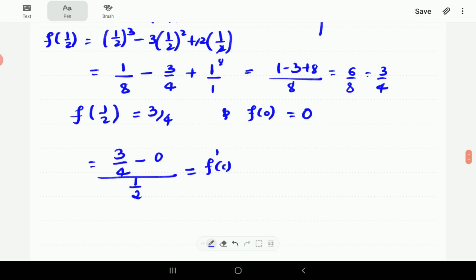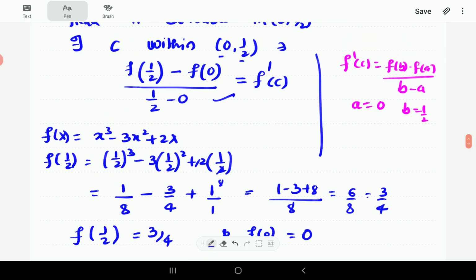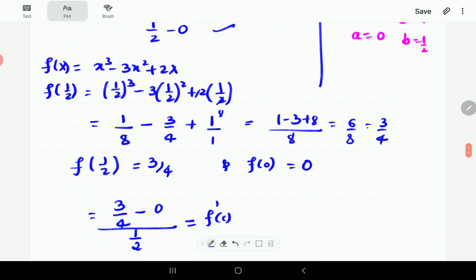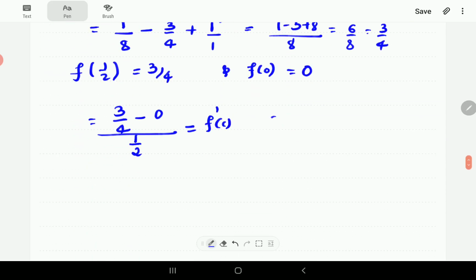But what is our f dash of C? So we have already calculated our f dash of x. So this is our f dash of x. Put C wherever x is there, you will get the f dash of C. So clearly f dash of C is equal to 3c square minus 6c plus 2.